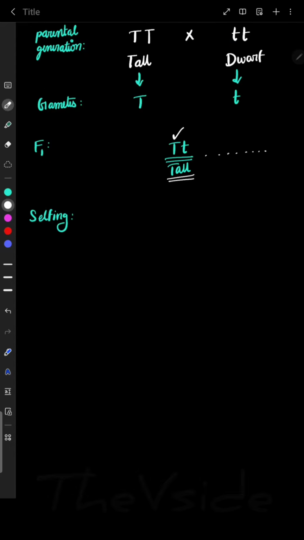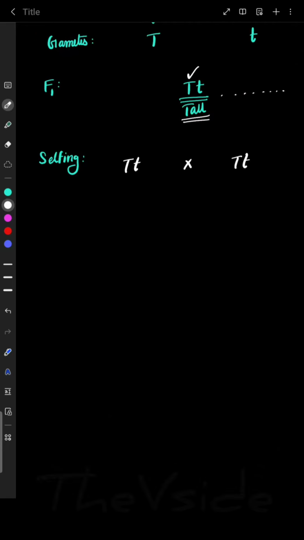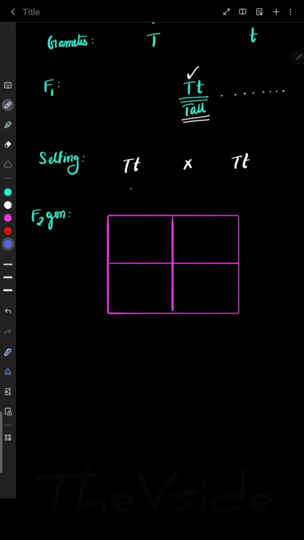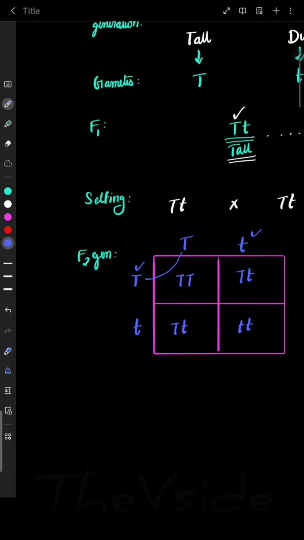Now this plant is being selfed. So we have to write T small t crossed with T small t. To find out the progenies obtained from selfing the F1 plants, we can use the Punnett square. We should write the gametes from the male parent and female parent on the sides. So when we cross this and this, we will get T T. When we cross this and this, we will get T small t. Likewise, when we cross these two, we will get T small t, and these two, it gives small t small t.